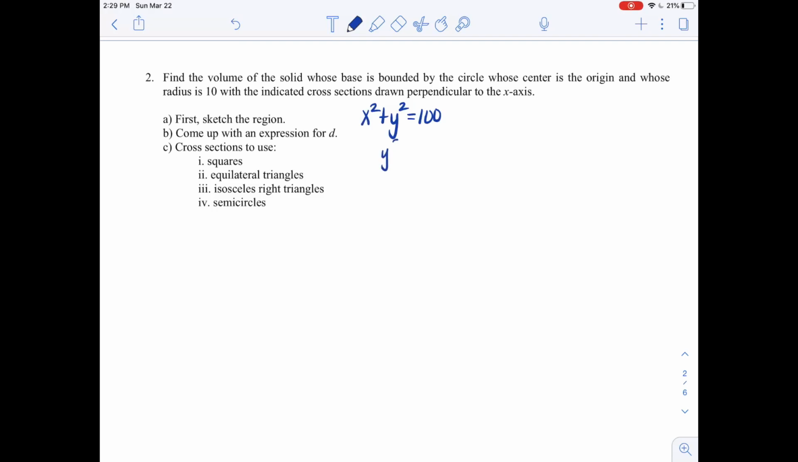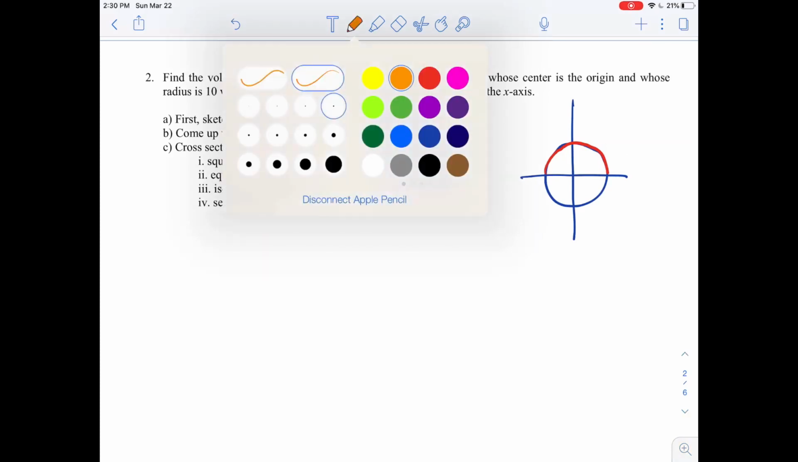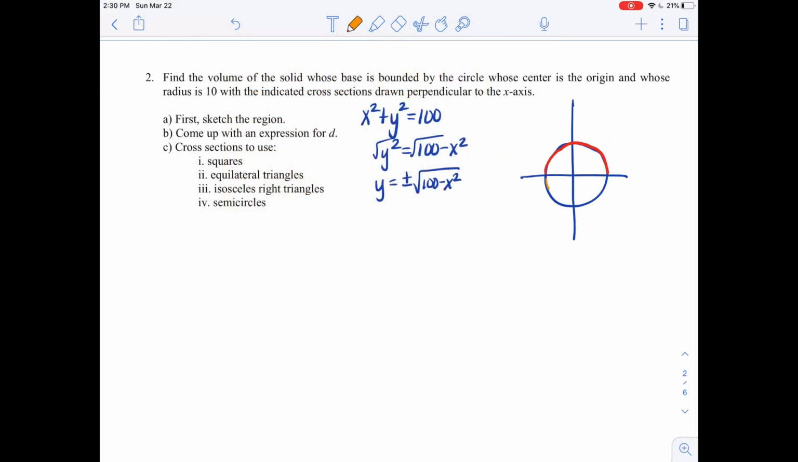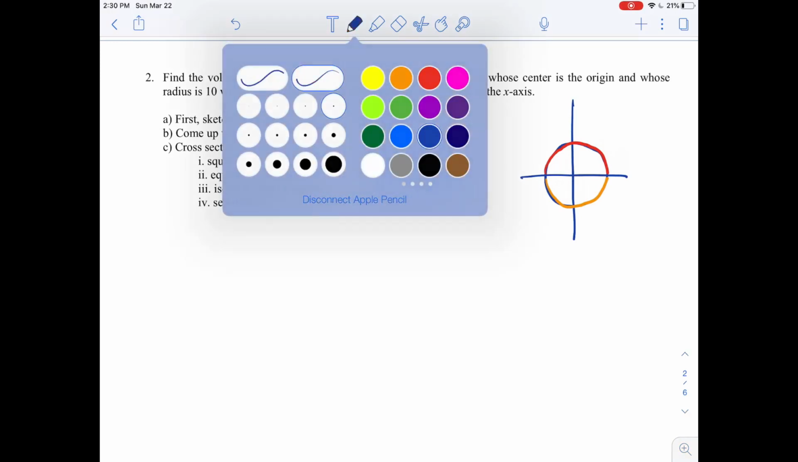If I want to be able to plug this in my calculator as functions, I'll have to solve this to get y by itself. So that would be y squared equals 100 minus x squared. As I take the square root of both sides to get y by itself, remember there's a plus or minus version. Where that comes in handy in these problems is that if you were sketching a circle centered at the origin with a radius of 10, the upper half of the circle is the positive version of the square root of 100 minus x squared, and then the lower half of the circle is the negative version of the square root of 100 minus x squared.